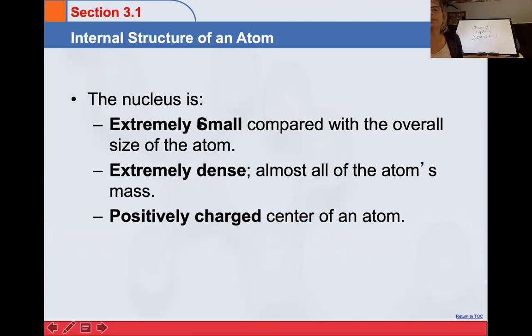So the nucleus is very, very small compared to the overall size of the atom. It's also extremely dense because it contains almost all of the atom's mass. And remember, it's positively charged because the protons are located in the nucleus.